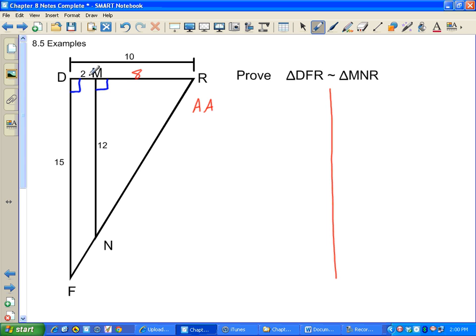So I'm going to say that DF is parallel to MN, because these are both right angles, and if I look at MN and DF, these are corresponding angles. So this is the corresponding converse.